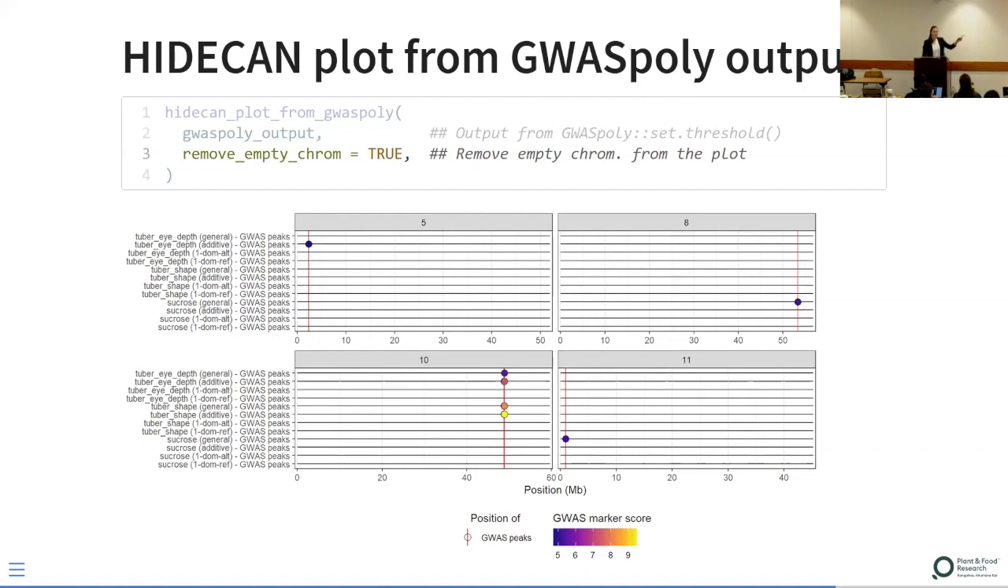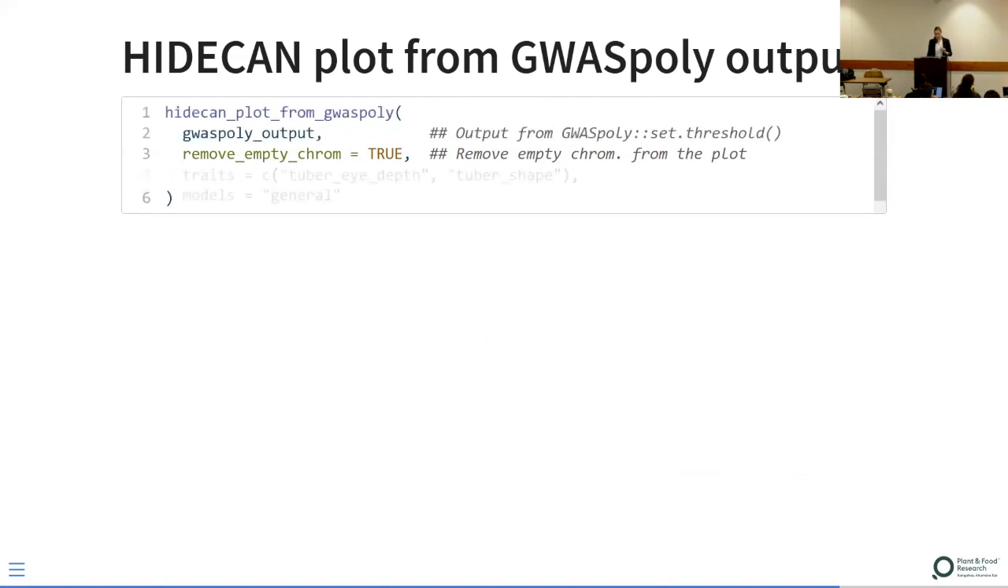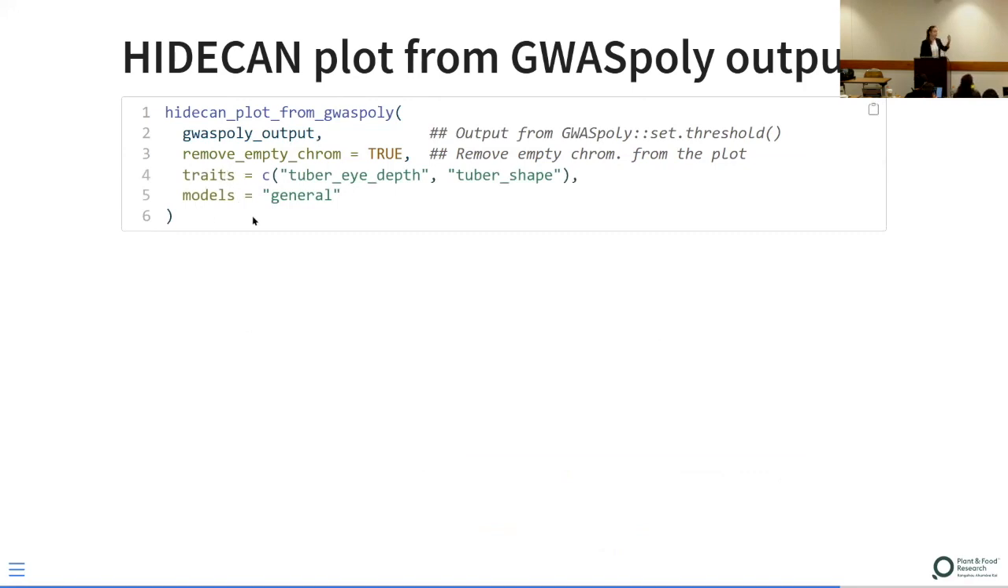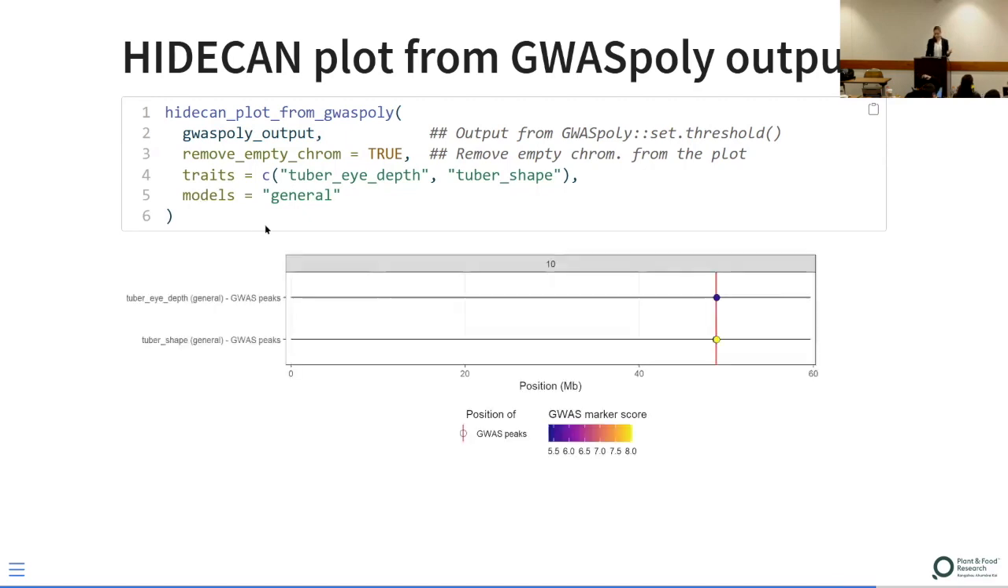Now it's a bit hard to read actually. So if you want to focus only on some traits or some genetic models, there are parameters for that. You say, okay, I want my plot to focus on the tuber eye depth and tuber shape traits and only show the results for the general model. And so you get a simpler plot, so you can focus, zoom in, etc.